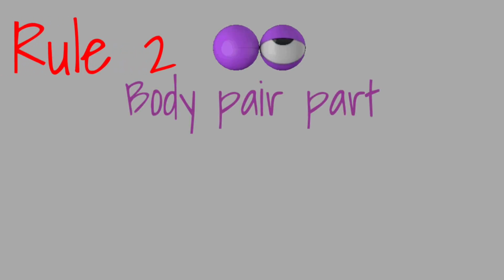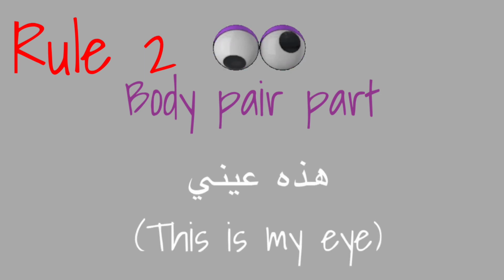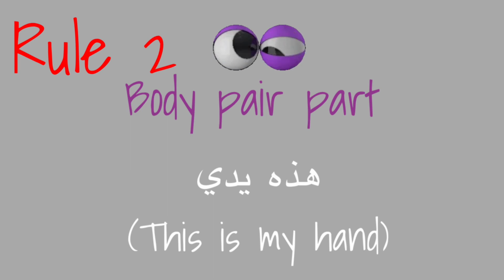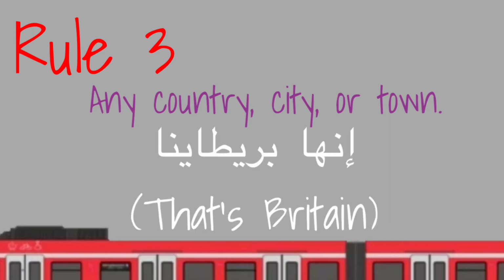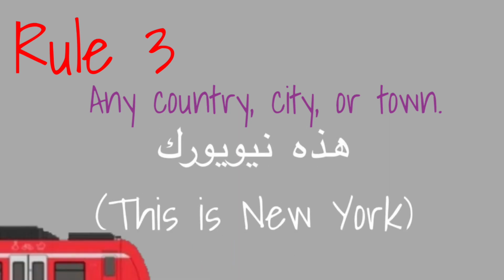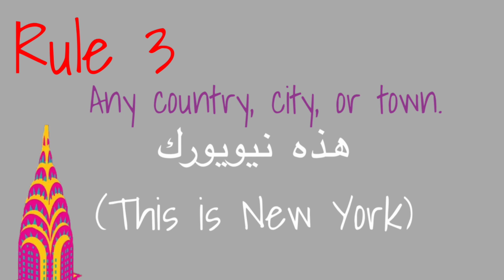Any organ in your body that is paired, including the eyes, هذه عيني, هذه يدي, would be a feminine noun. Rule 3. All countries, cities, إنها بريطانيا, هذه New York, all are feminine nouns.